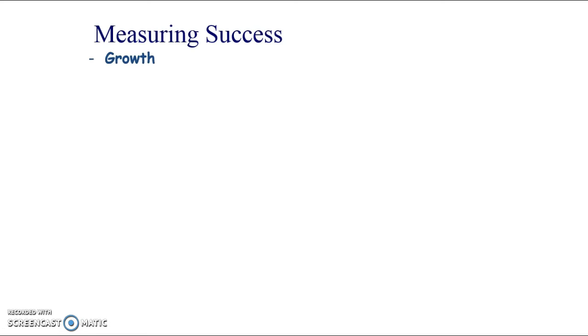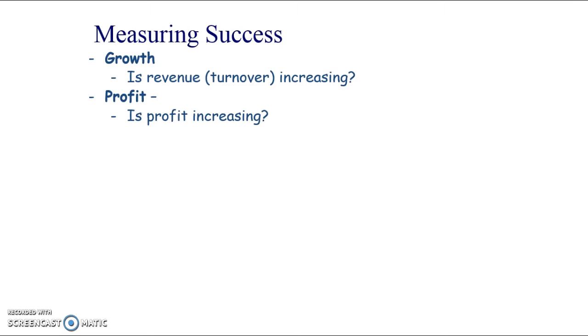So how do we actually measure, what would we actually look at? Because a good objective has to be measurable. So what would we measure? Growth: we'd want to know, is revenue or maybe turnover increasing? If you're thinking about the number of stores, has the number of stores increased? Has the number of products increased? Has the volume of what you sold increased? If we're looking at measuring profit, is profit increasing? We can actually measure that as a monetary value.